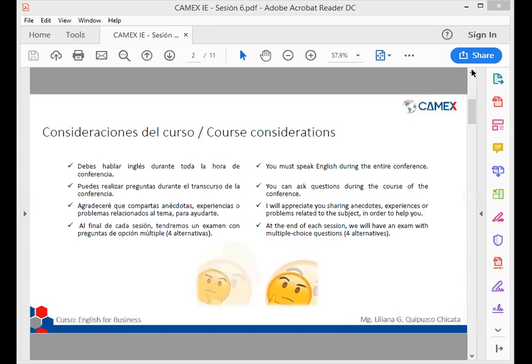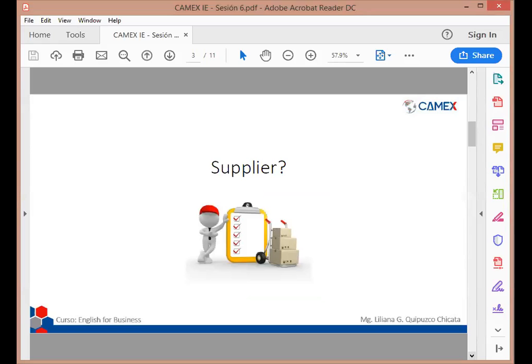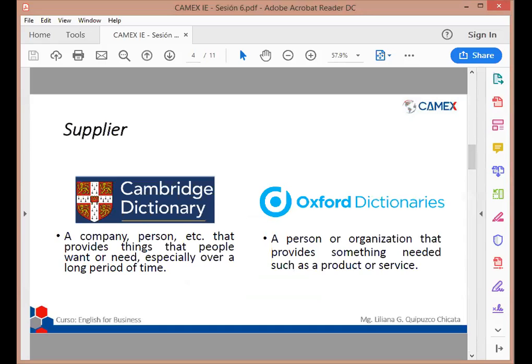Okay, so today is session 6 and we're going to see choosing the best supplier. So what is a supplier? As usual, we're going to look it up in the dictionary. As always, we use Cambridge Dictionary and Oxford Dictionary. A supplier, according to Cambridge Dictionary, is a company or a person or some other kind of organization that provides things that people want or need, especially over a long period of time.